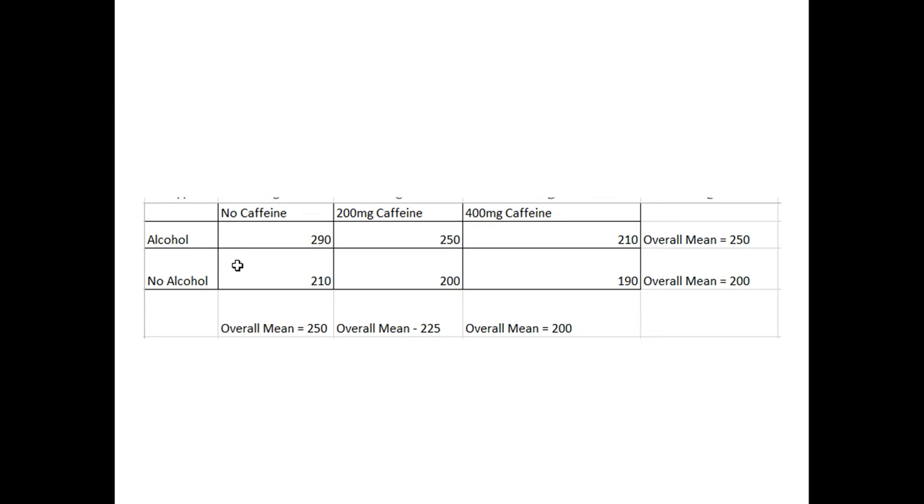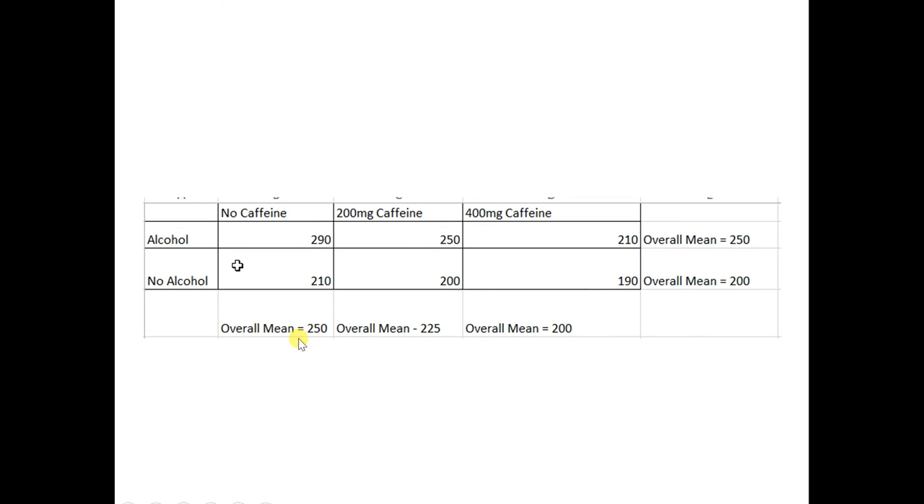Now another way we could think of doing this is we could sum across conditions. So for no caffeine, we could take an average of what people are doing in the alcohol and the no alcohol condition and say that when you consider both conditions together, overall, people who get no caffeine have a reaction time of about 250 milliseconds. We could do the same thing over here. When you average 250 and 200, so in other words, we're looking at what the 200 milligram caffeine condition does regardless of alcohol, well, 250 plus 200, that's 450 divided by 2, gives us a mean of 225.